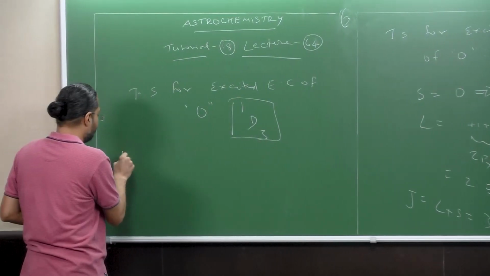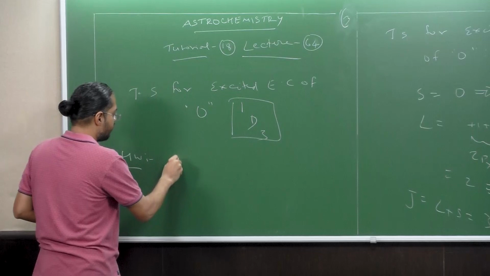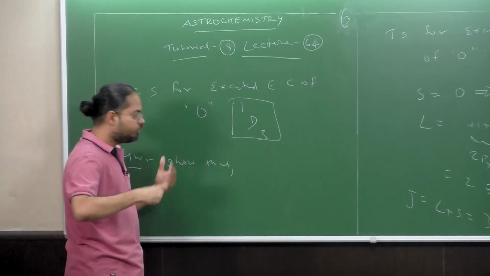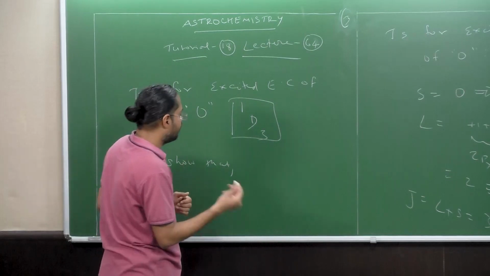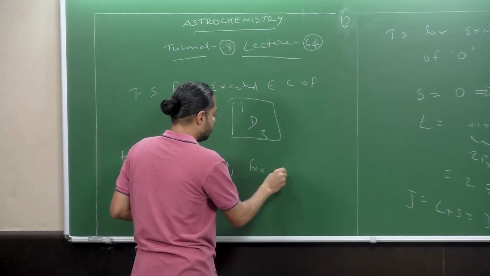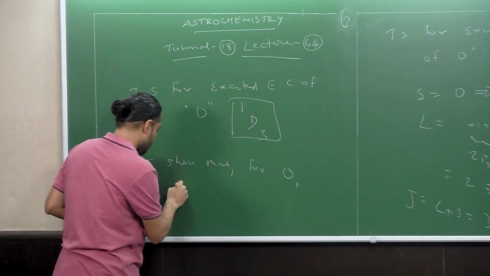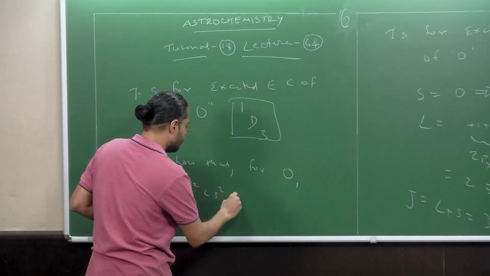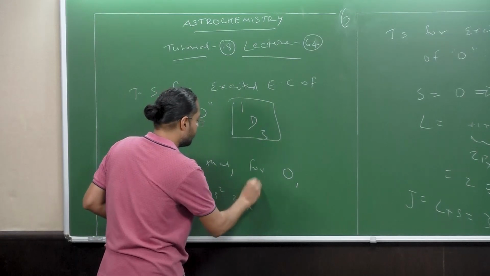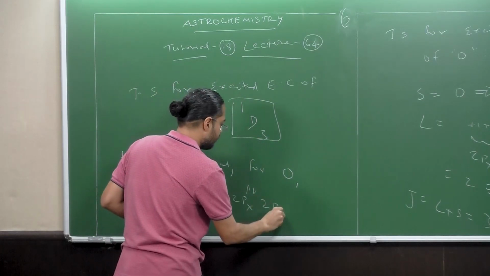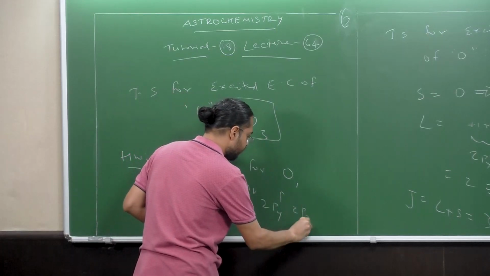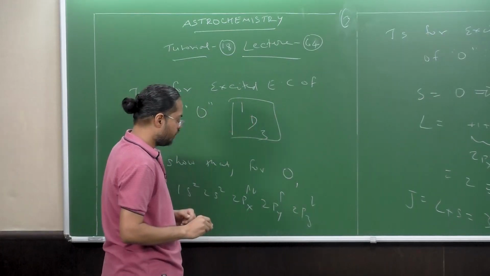The homework will be to show that this specific electronic configuration for oxygen: 1s2, 2s2, 2px up and down, 2py up, and let's say 2pz down.